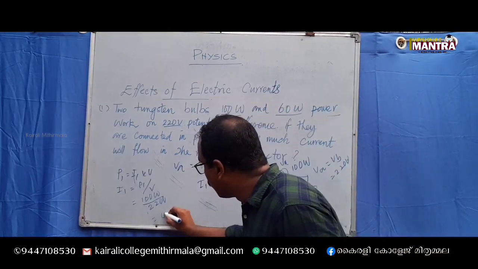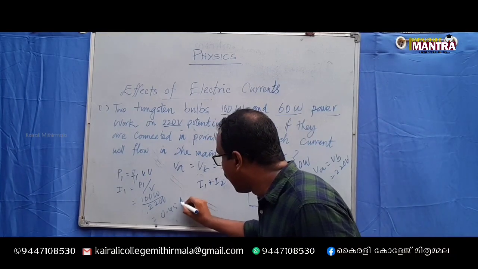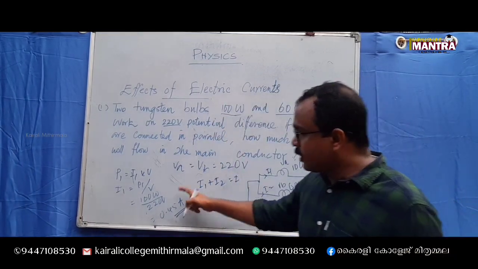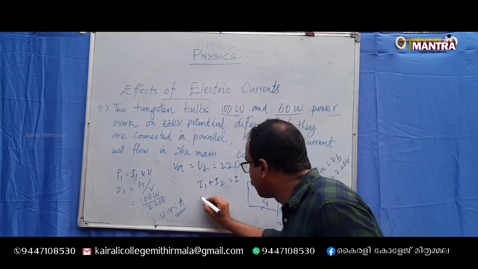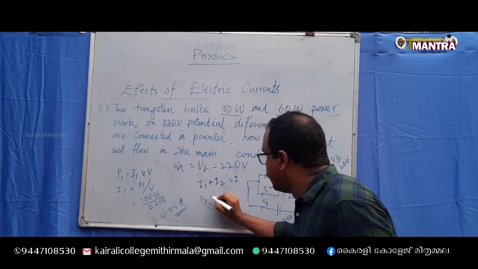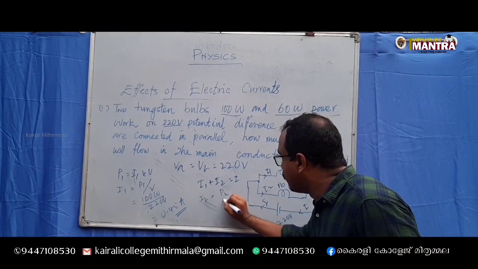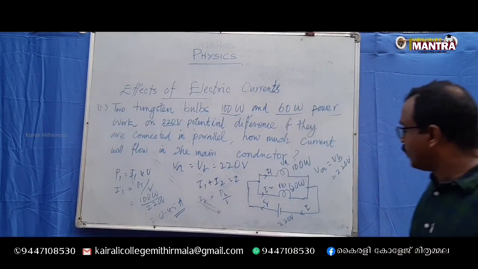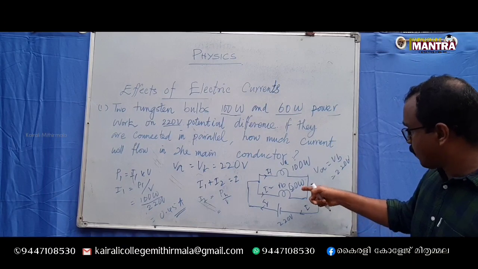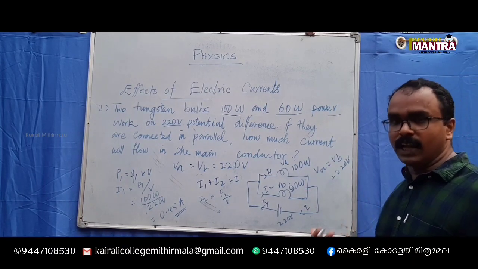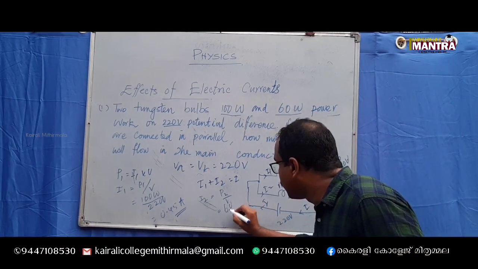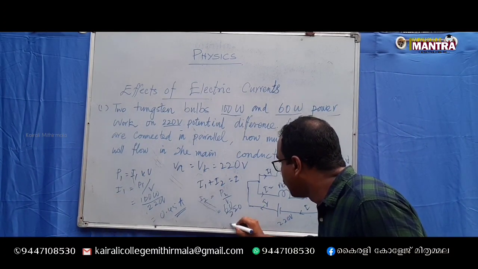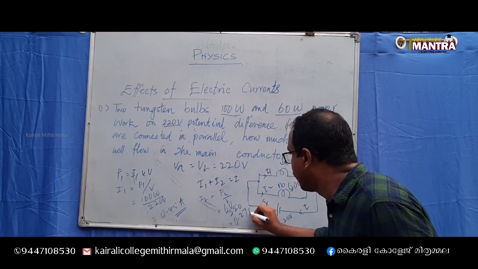Which is equal to 0.45 ampere. Ampere is the unit of current. Now we need to find out the value of I2, which is equal to P2 divided by V. P2 we already know. P2 means the power value of the second bulb, which is equal to 60 watt. So 60 by 220 is equal to 0.27 amp.